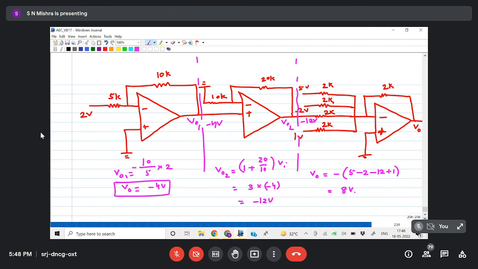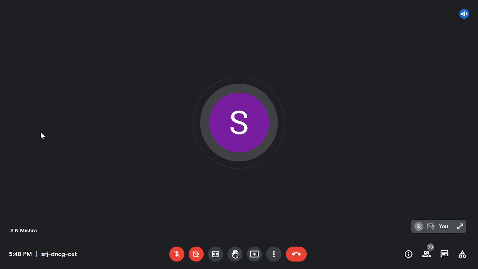You can do it for any circuit that is given. Even an integrator or differentiator can also be cascaded to that one. If an integrator or differentiator is cascaded, then also you can find it the same way. The same process will be followed. So that's it for today. We have completed the operational amplifier.